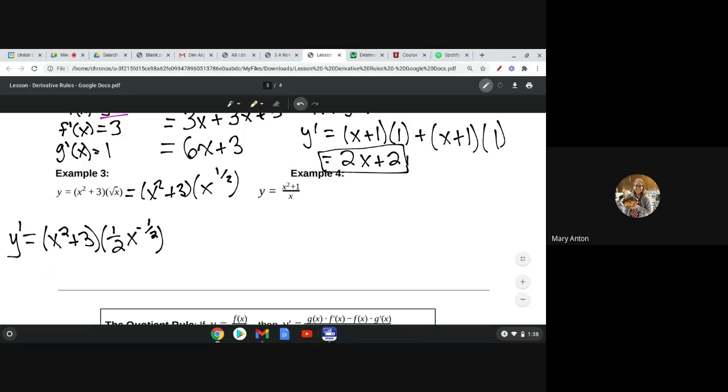Okay, so this is only part of it, right, class? We just did the first function times the derivative of the second. So now what do we do? Plus x to the 1/2 times the derivative of the first function. So what's the derivative of x squared plus 3? 2x. All right.